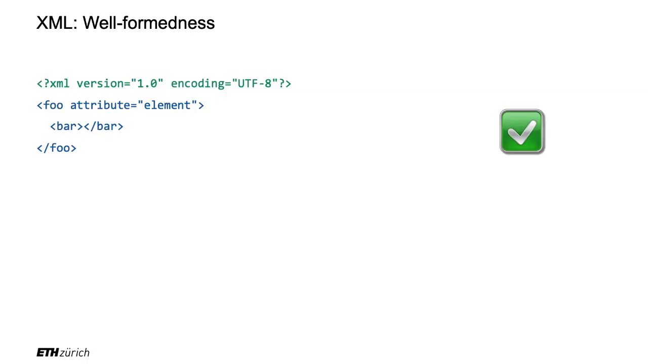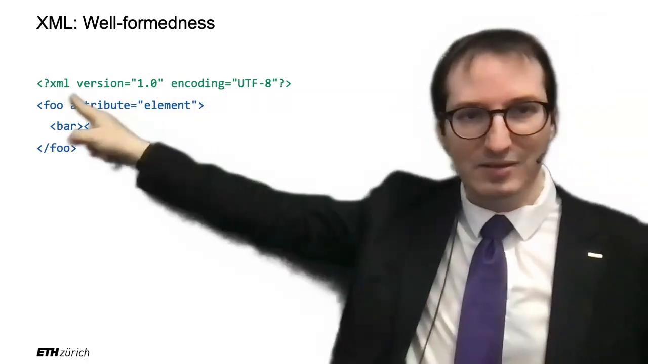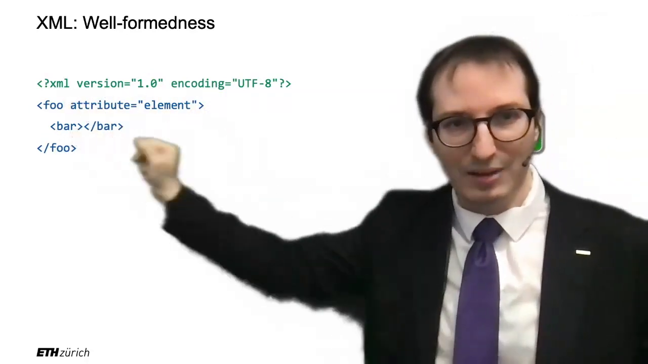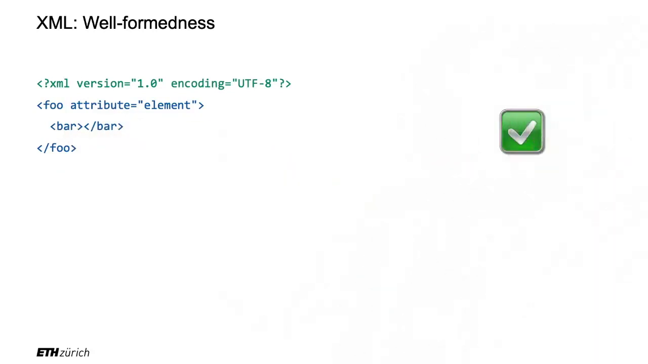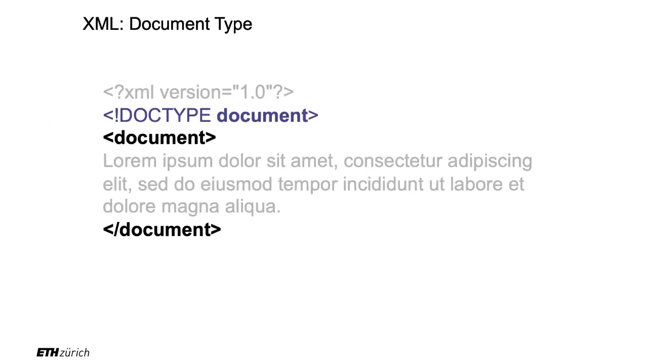This is fine, right? Here we have one top-level element. It has one attribute that has the value element. It's called attributes, and bar. Okay, that's nested. So this is just to give you an impression.